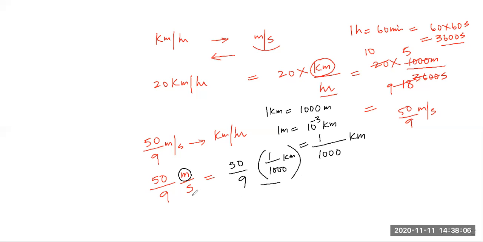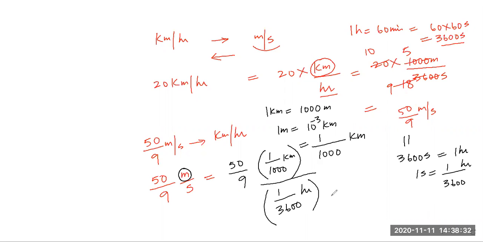Divided by 1 second is having how many hours? Anybody knows? 3600 seconds is equal to 1 hour. Okay. So 1 second is equal to how many hours? 1 by 3600 hour.